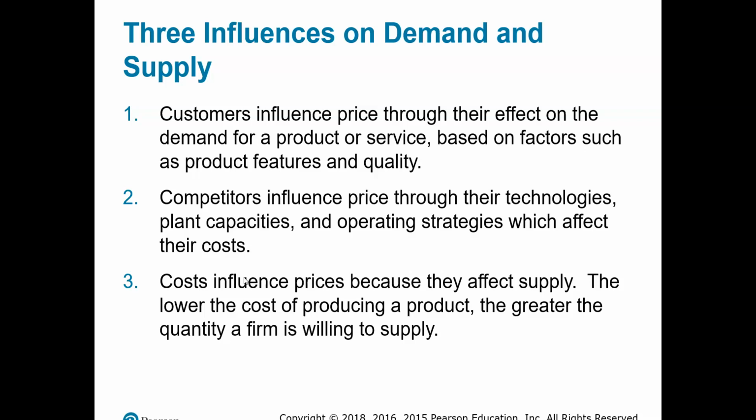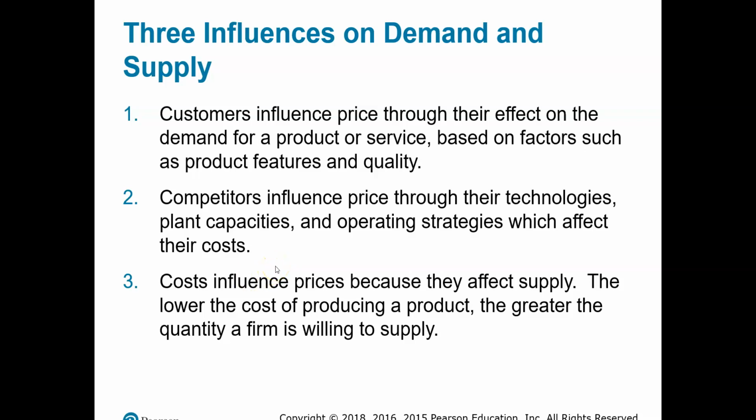Another situation is with competitors. Competitors will influence pricing through their technologies, plant capacities, and different types of operating strategies, which affect their costs. So every company is different, not just our company, but other companies are different in how they're approaching it, and what they're looking for as far as profit margins and so forth. So that's going to influence us as well, and may either free up a price that we're allowed to charge, or it may force us to restrain pricing.